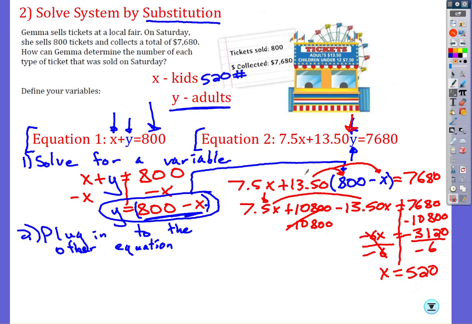And now this is where you want to be careful, because time and time again, I see students stop here. They go, well, I've solved this giant equation that was really messy, and that must mean I'm done. However, I only have half of my solutions. So step 3, plug known value back in to get the other one. So we know what the kids are. We don't know how many adults are.